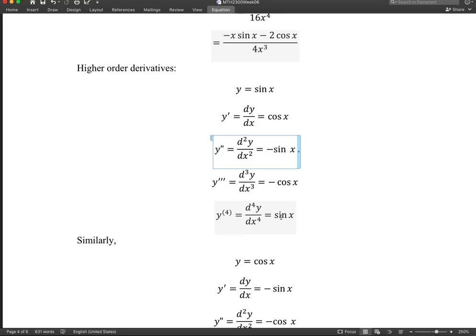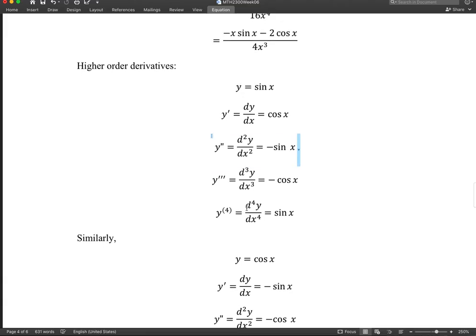d4y dx4 for sine x. Take a quick look. The interesting thing about sine x, well, I should have mentioned, sine x itself is a periodic function. When you take the derivative continuously for sine x, in 4 rounds, it turns back to itself. The fourth order derivative is the function itself.